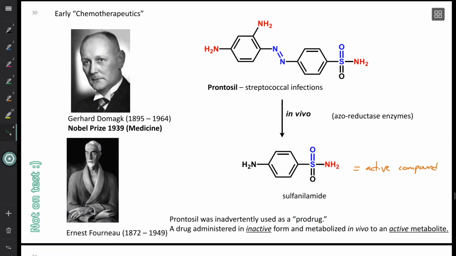A prodrug is a drug that's administered in an inactive form, which you might want because it will be more stable. You could have it in the pharmacy for a longer amount of time, and then also it only starts acting when it's in your body, so it has an inactive form, and then it's metabolized in vivo, so in your own body, and becomes the active metabolite. So in this case, it's an azoreductase enzyme that generates this structure, which is your actual drug that is doing the healing.